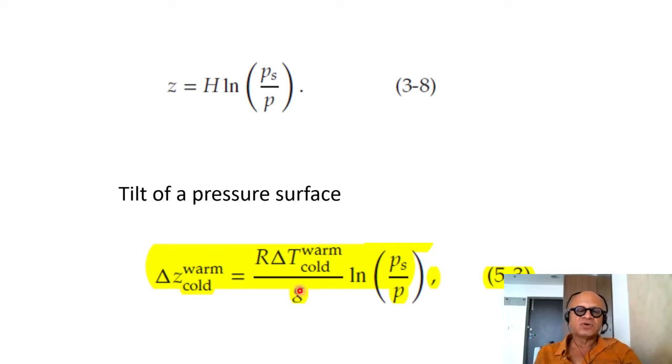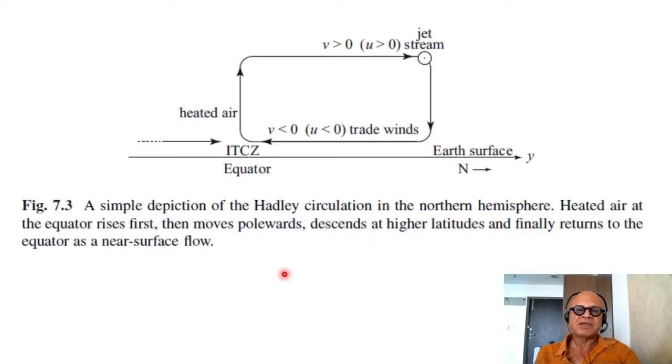Okay, so those are simple relations to keep in mind before we move to this simple depiction of the Hadley circulation by George Hadley way back in the 1700s. He was smart enough. He realized that angular momentum conservation on the rotating planet is important.